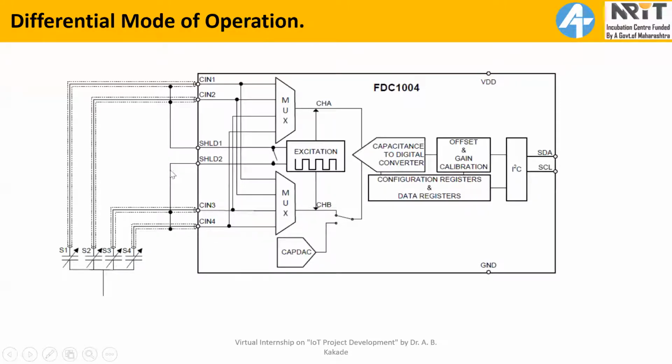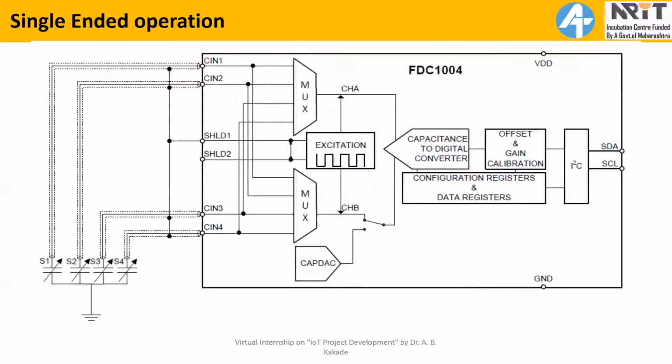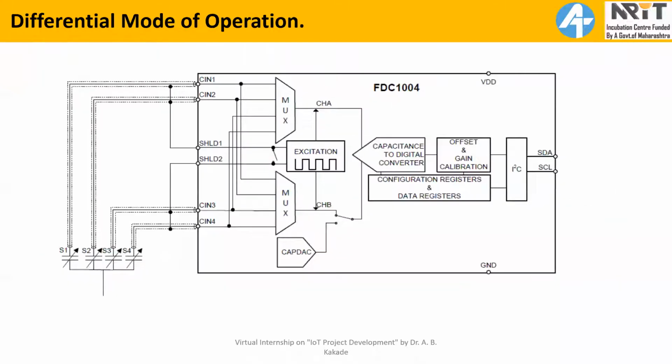Although you can connect four sensors, remember, the difference between capacitance on channel 1 and channel 2 is measured in differential mode. Similarly, the difference between capacitance on channel 3 and channel 4 is measured. So ultimately, two measurements are possible in differential mode operation. And in the applications which I demonstrated so far, I used single-ended operation. So today my discussion will be with respect to single-ended operation. However, if you understand single-ended operation in detail, very easily you can modify the code for differential mode operation.